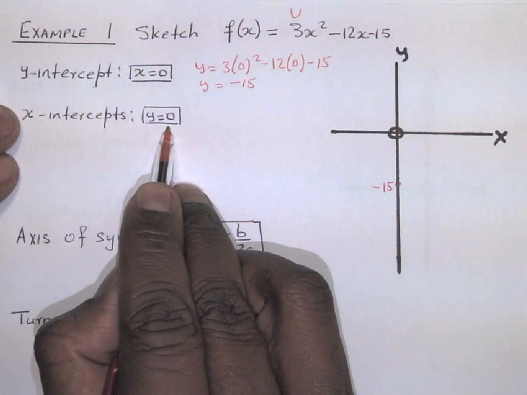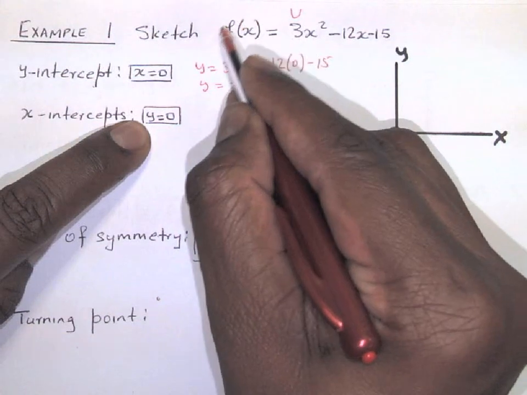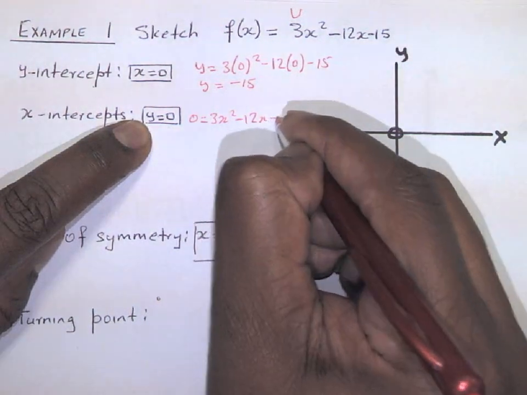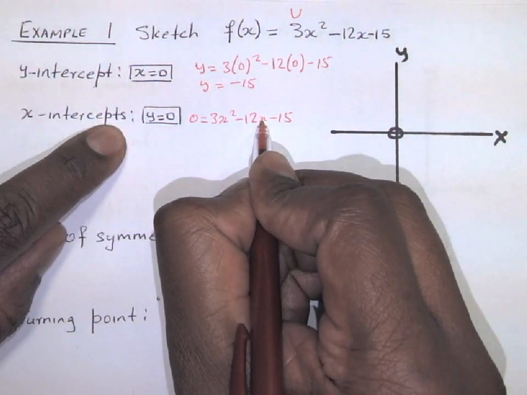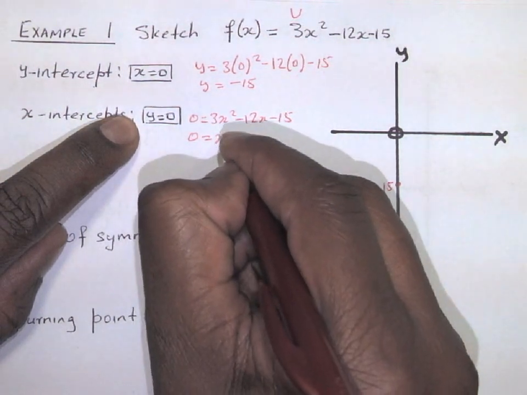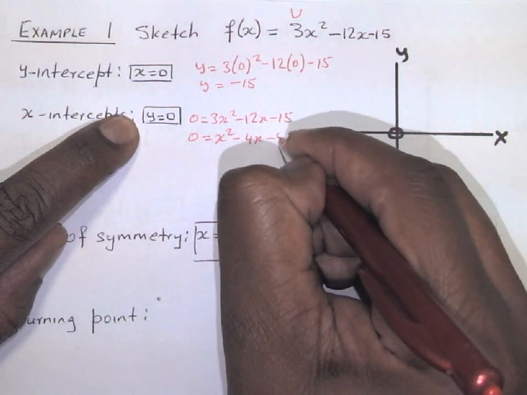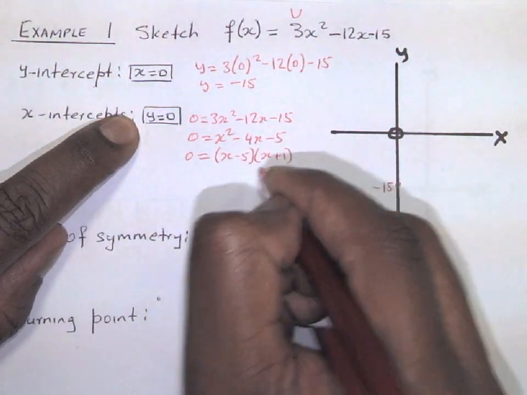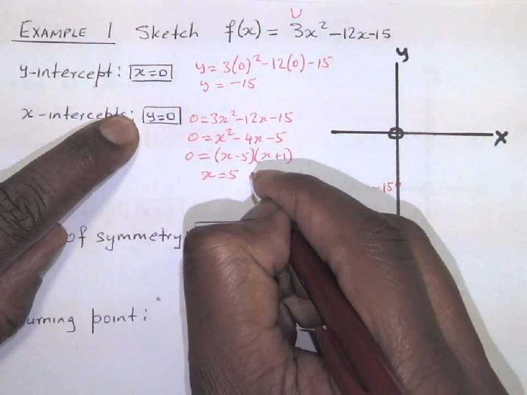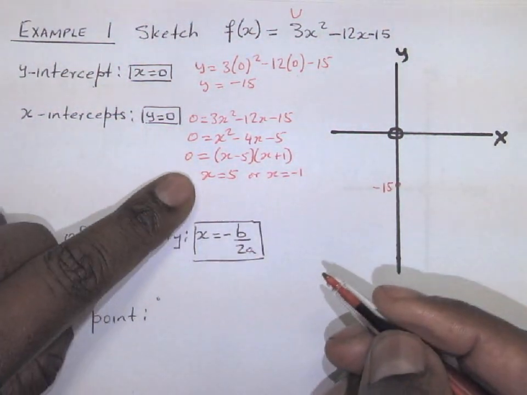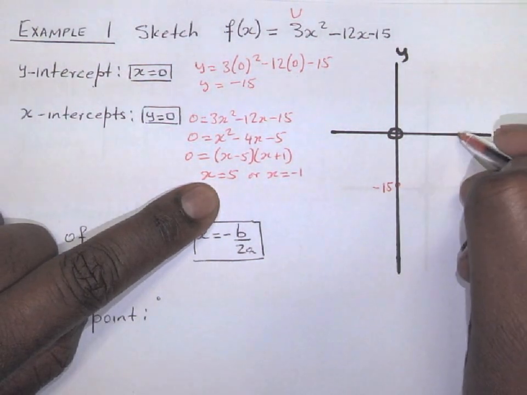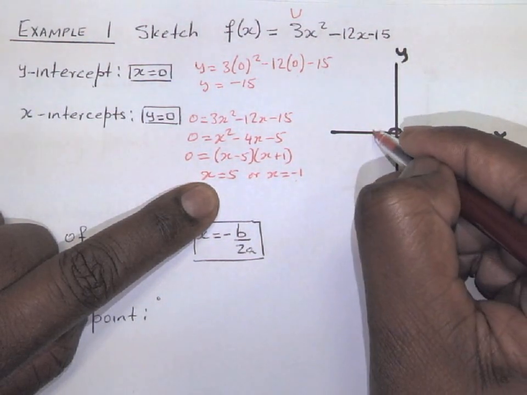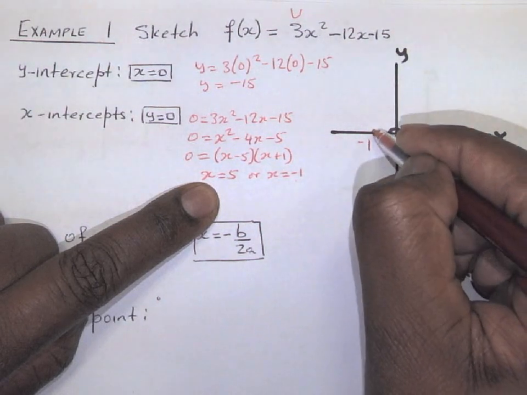Now, to find the x-intercept, we make y 0. So now I've got 0 is equal to 3x squared minus 12x minus 15, and we solve for x because we want to find the x-intercept. I can divide by 3. 0 is equal to x squared minus 4x minus 5. I can factorize this as x minus 5 and x plus 1. When I solve for x, I get x equals 5 or x equals minus 1. So the graph cuts at x is 5 on the right side, and x is minus 1 on the left of 0, this way it will be cutting.